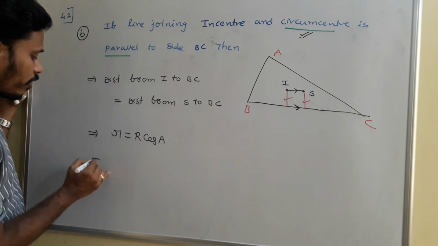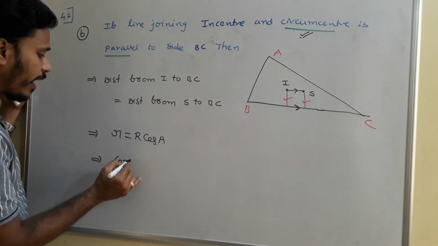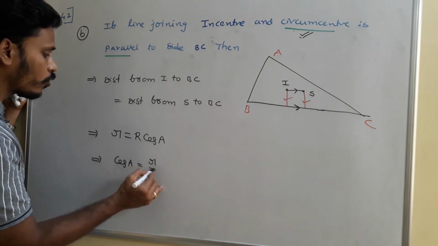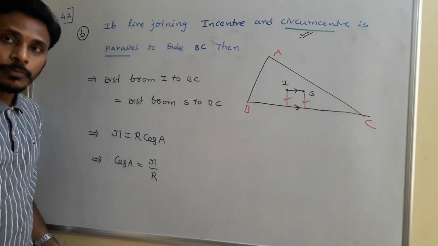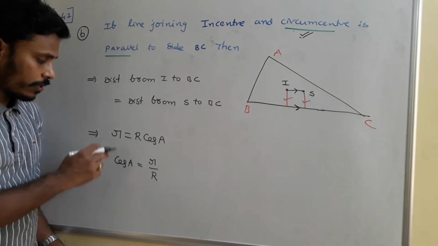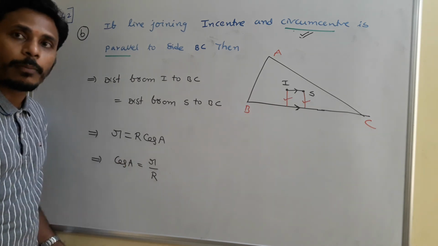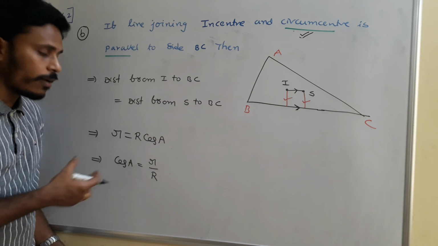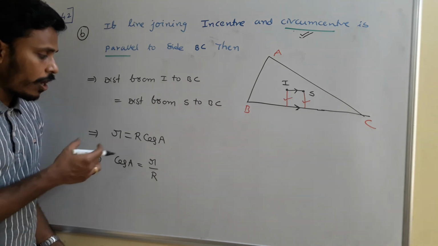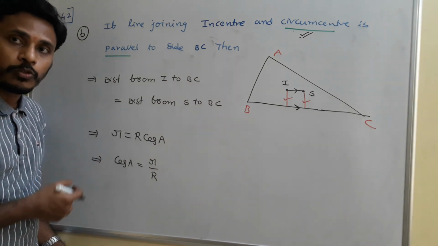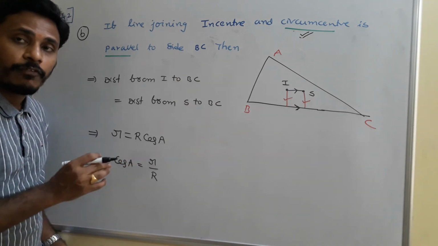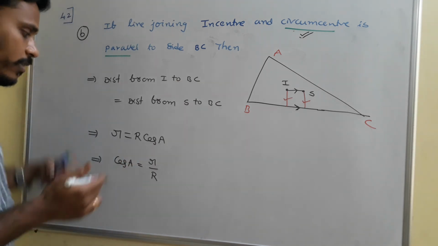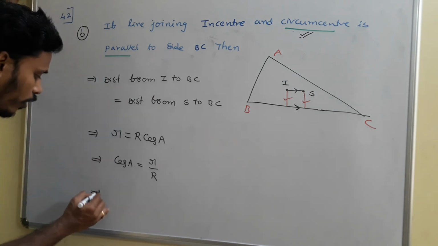Since small r is equal to R cos A, at the end we have that cos A is equal to small r by capital R. This is one idea, and further we need to simplify, and for that I am adding 1 on both sides. Why am I adding 1? Just have a look at this.